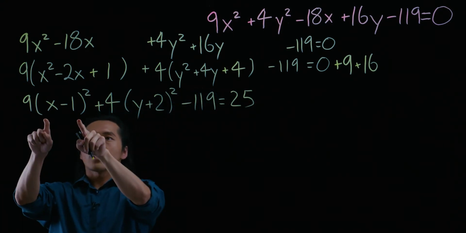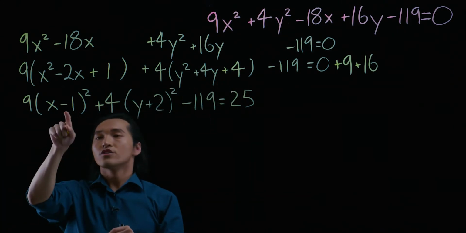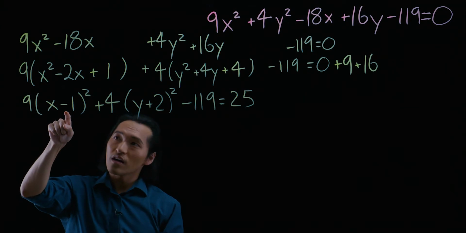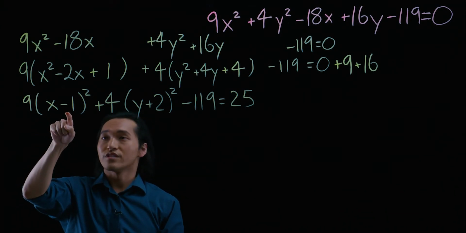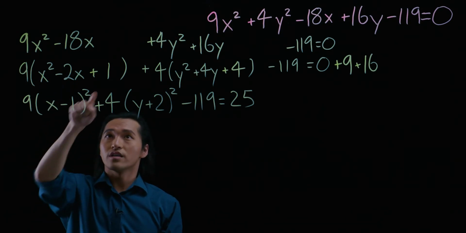Right? And we can always double check our work to make sure that we get back to this original trinomial. So x times x is x squared. x times negative 1 is negative x, plus x times negative 1, which is another negative x, gets us to negative 2x. And then negative 1 times negative 1 is positive 1.